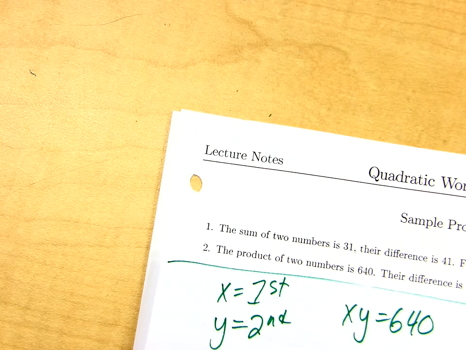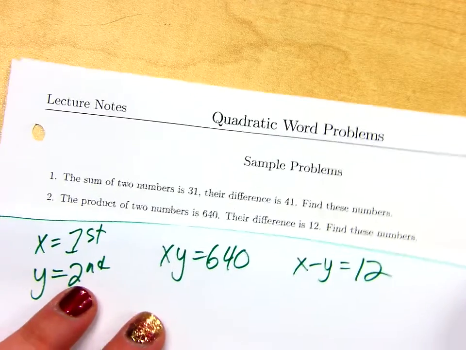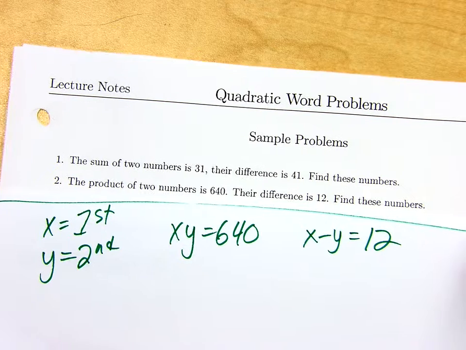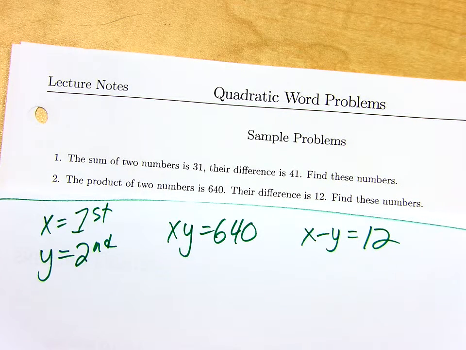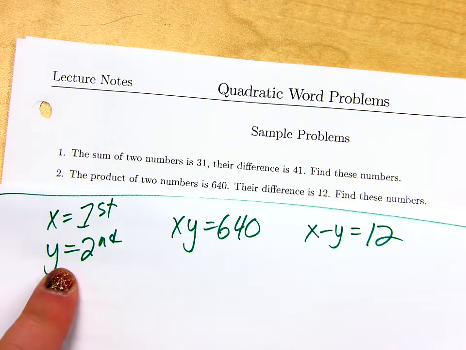Okay, we are looking at the second problem on our sample problems. So if we read it, it says the product of two numbers is 640. Their difference is 12. I need to find the two numbers. I don't know what the two numbers are, so I'm going to call the first one x and the second one y.